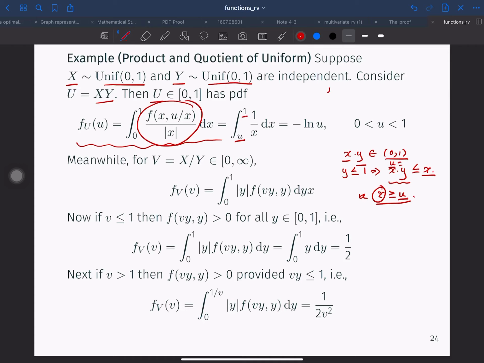And because of the independence, f of x1, x2 is always equal to 1. So we have 1 here. And then we divide by the absolute value of x, so we have x here. And so this is a simple integration that gives you minus log of u. And so that is the PDF for the product.